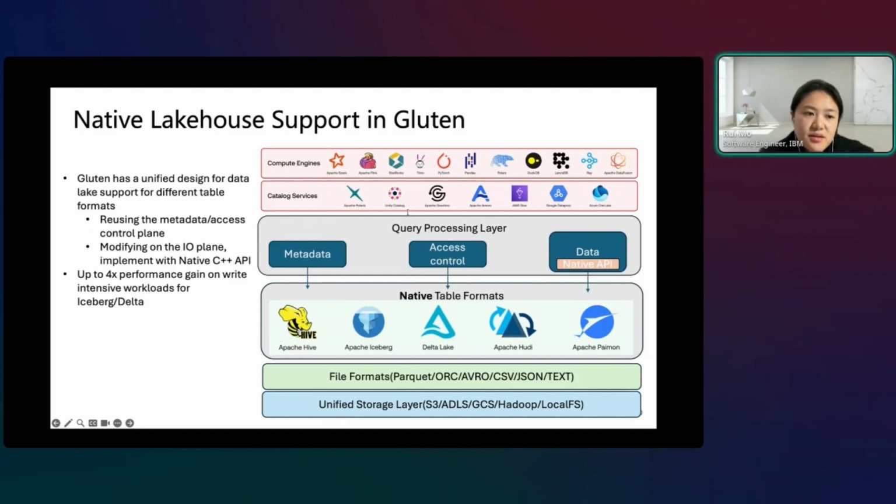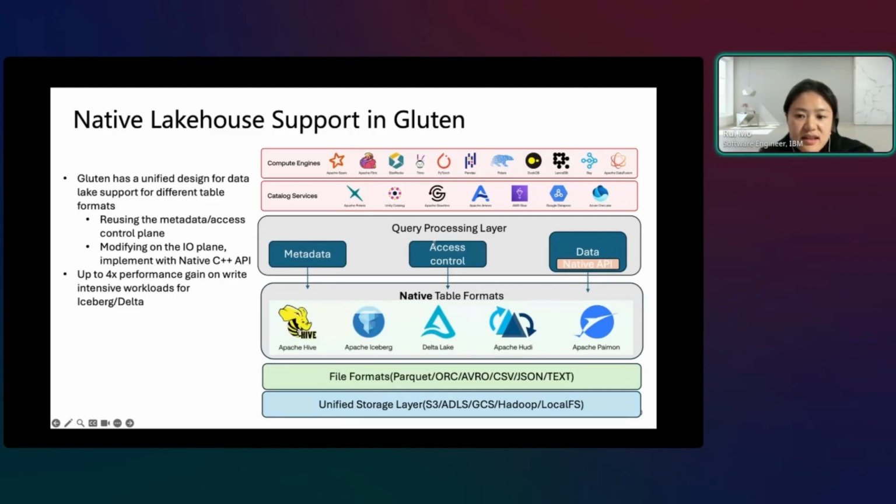With this approach, we can achieve up to 4 times performance improvement for write-intensive workloads on formats such as Iceberg or Delta. Gluten's architecture allows multiple compute engines and catalog services to connect seamlessly to native table formats. These table formats sit on top of a wide range of file formats and ultimately run on a unified storage layer.